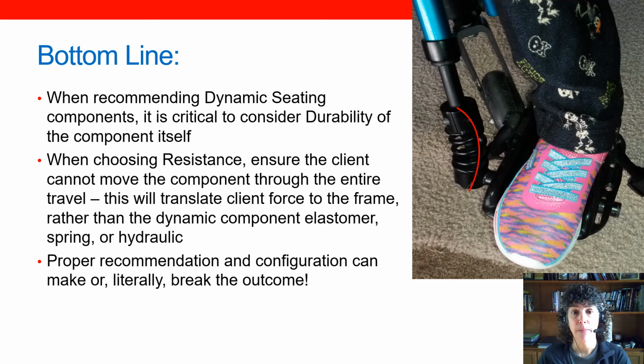So what's the bottom line? Well, when recommending dynamic seating, it's important to also look at the durability of the component itself. And when choosing resistance, we want to make sure that the client cannot move the component through its entire travel. Dynamic components such as an elastomer should still be absorbing forces and keeping those forces off of metal surfaces of the dynamic component itself that could translate forces to the chair. Proper recommendation and configuration can make or literally break the outcome for our clients.